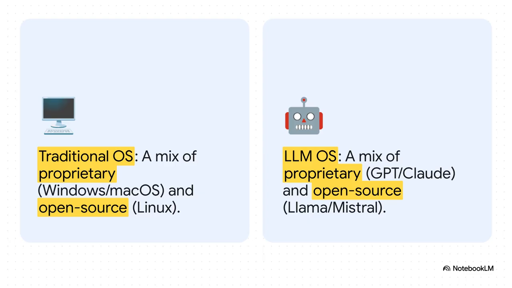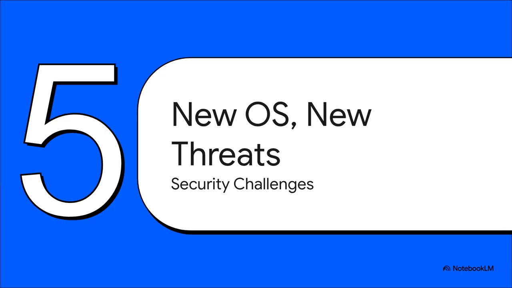And this parallel doesn't just stop at the technical level, it actually reflects what's happening in the entire market. For decades, we've had proprietary operating systems like Windows and open source ones like Linux. And today, we're seeing the exact same split, with proprietary models like GPT-4 on one side and open source models like Llama and Mistral on the other. History is repeating itself.